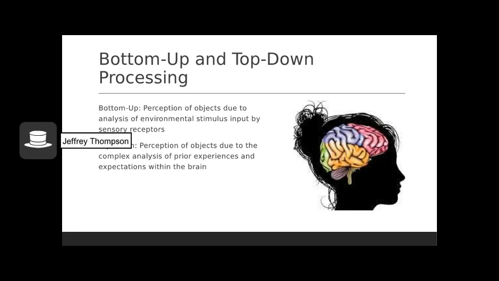So just one last concept for you regarding sensation and perception. There are two ways that we process information. We have our bottom up and top down. Now, bottom up processing is based off of what we get when we actually get that sensory information.